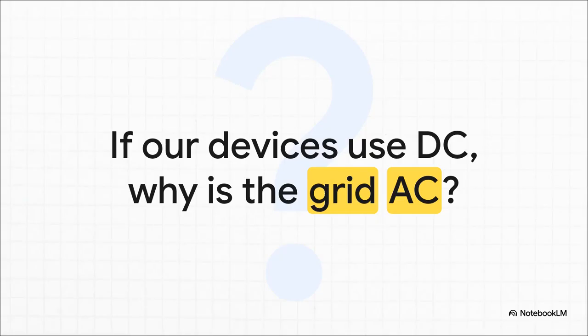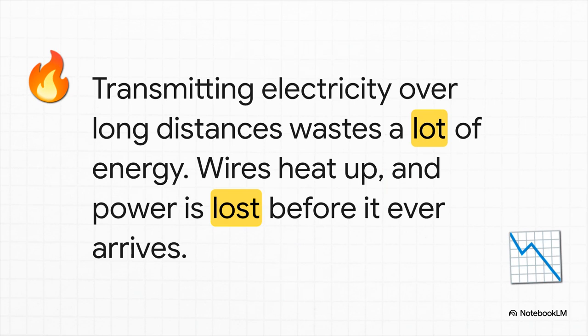We live in a world packed with DC devices, but we plug them all into an AC grid. It seems so complicated. Well, the answer isn't about convenience. It's about the cold, hard physics of moving power. You see, anytime you push electricity through a wire, that wire fights back a little bit. It has resistance. Think of it like friction, and that friction turns some of your precious electrical energy into useless, wasted heat. If you tried to send low-voltage DC power a few hundred miles, almost all of it would just get lost as heat before it ever got to your house.